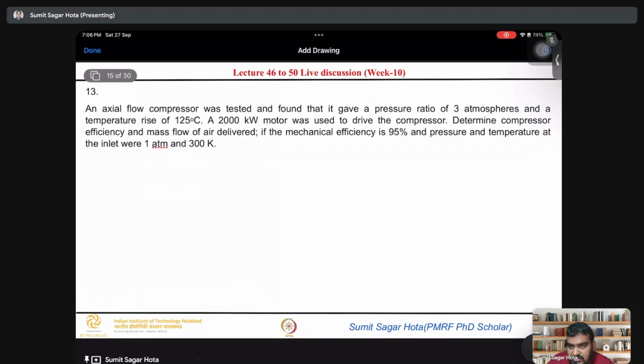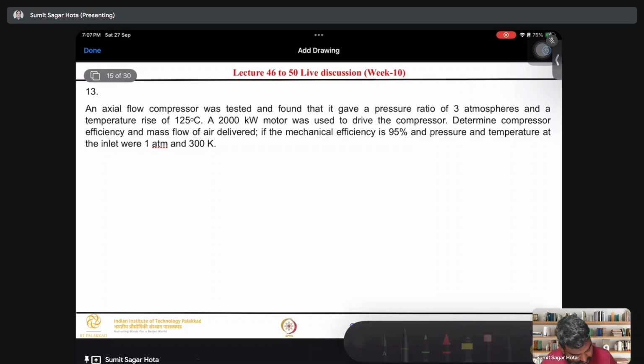So the question is, an axial flow compressor was tested and found that it gave a pressure ratio of 3 atmosphere and a temperature rise of 125 degree Celsius. A 200 kilowatt motor was used to drive the compressor. Determine the compressor efficiency and mass flow of air delivered, if the mechanical efficiency is 95% and pressure and temperature at the inlet were 1 atmospheric pressure and 300 Kelvin. Let's start solving.